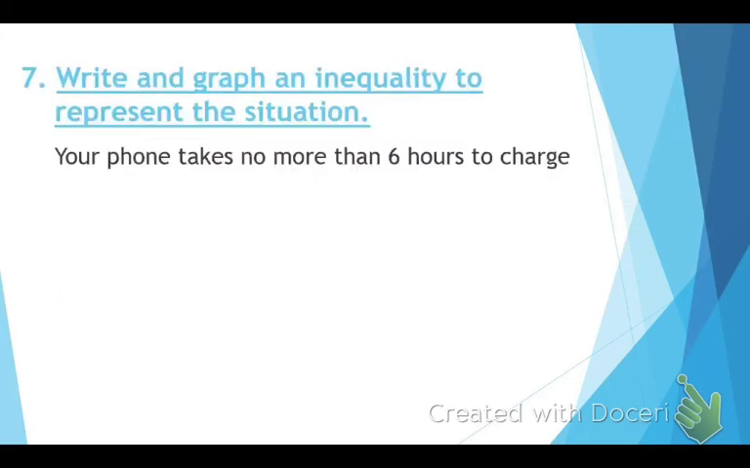For this one, we're writing and graphing an inequality to represent the situation. Your phone takes no more than 6 hours to charge. So remember, with inequalities, we always start with the x, and then we put the number, which is 6. So if you tell me my phone doesn't take any more than 6 hours, could it take exactly 6 hours? Yes. It could. If it's not more than, it has to be less than, okay?